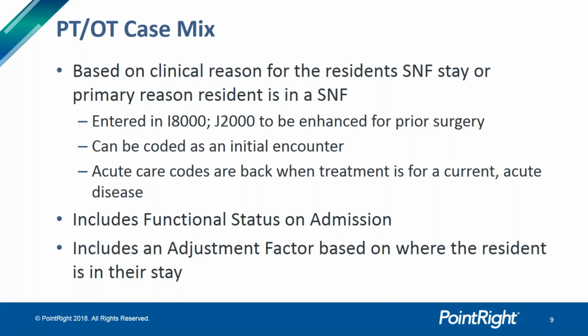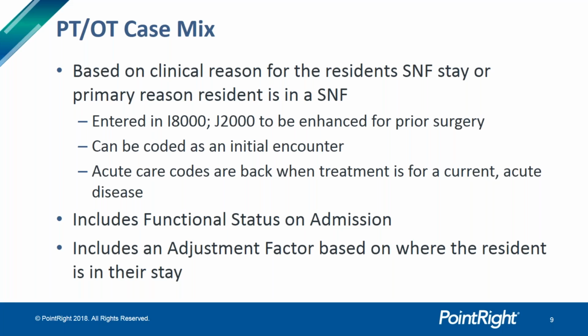So what they did say was that the acute care codes are back, particularly when the treatment is for a current acute disease. So if there was a fracture in the hospital that they were treated for, that's the acute state, and they came to the SNF for that acute fracture care, that's what you'd be coding as the primary code for the stay. So ICD-10 codes have always been important, and they're increasingly more important when we start to look at the PT and OT case mix.